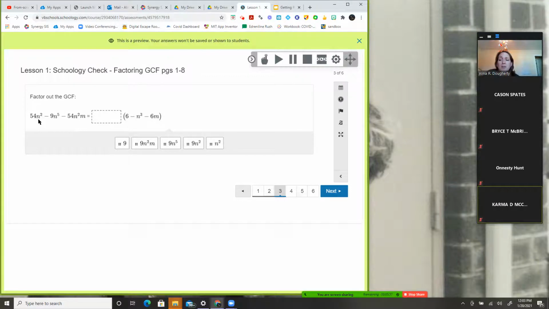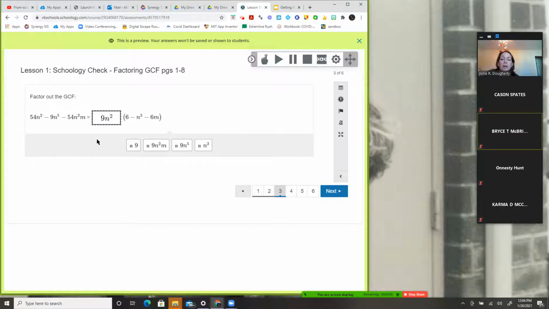Then look at the variables. I've got n squared, n to the 5th, and n squared. What's the smallest exponent? N squared. So I know it's not going to be the 9, and it's not going to be the n to the 5th power. It's going to be one of these two. Do I have an m, like Mary, in all 3 terms? Or do I just have the m in one of them? Just one. So I can't take an m out because they don't exist in all of them. So that has to be 9n squared.